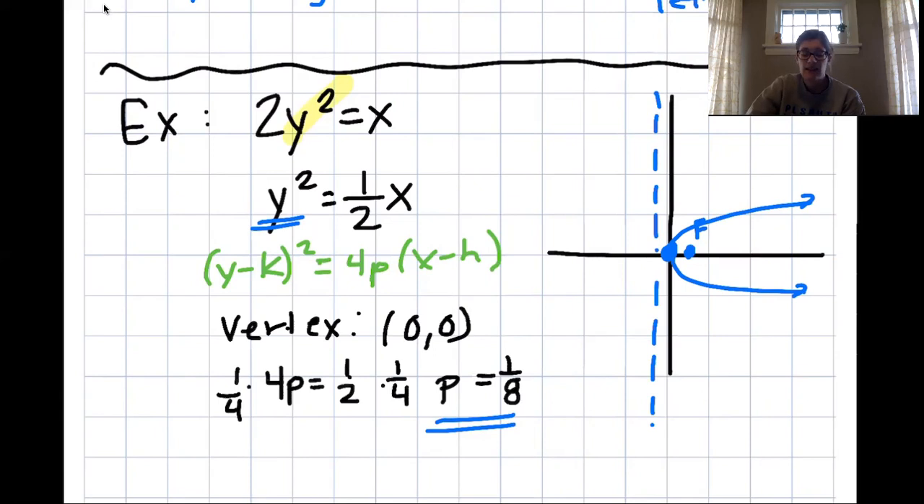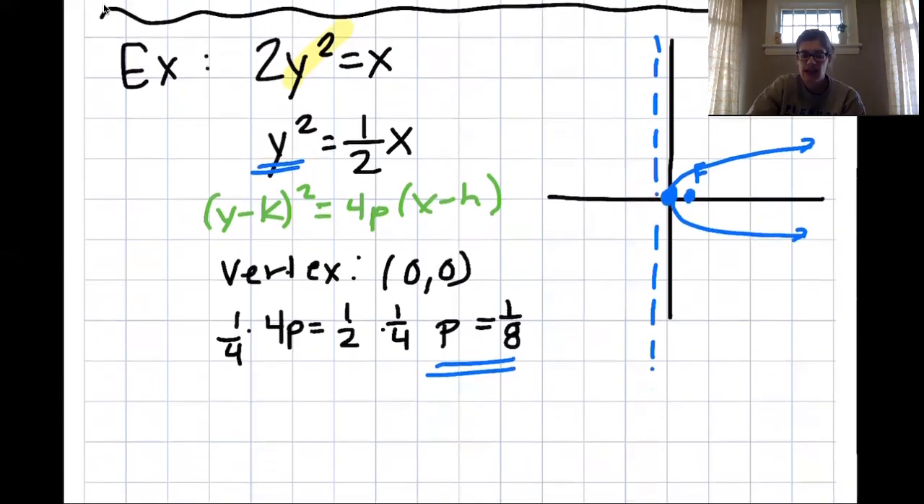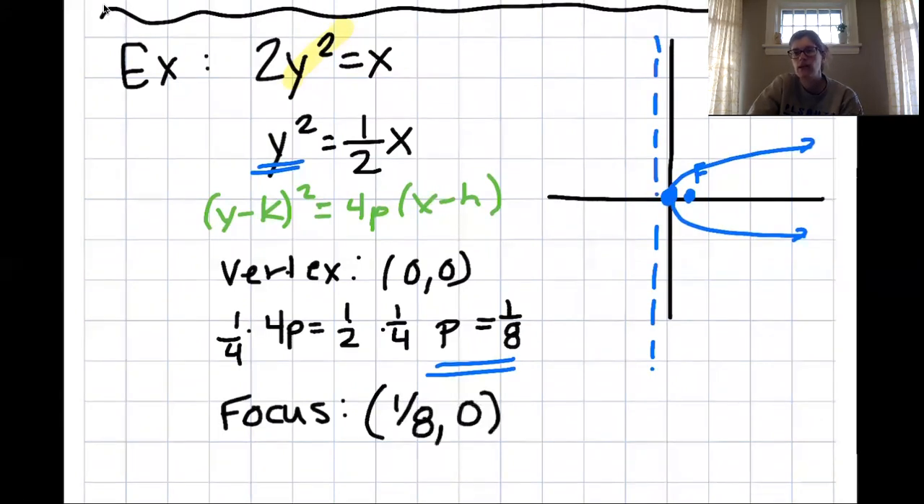I like to graph it first a lot of times because then it's really easy for me to label my focus. How did I get to my focus? Well, I was at 0, 0. I went 1/8 to the right. So my focus point is at 1/8, 0. 1/8 to the right, 0 up or down. It's on the x-axis.